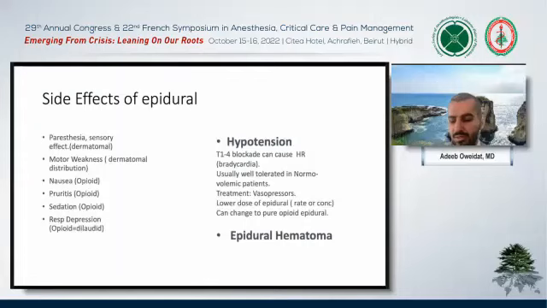However, epidural doesn't go without side effects. We have a risk of hypotension and epidural hematoma, and if you give enough local anesthetic in the epidural space at the thoracic area, you're going to block the cardiac accelerator fibers, and you're going to have a T1 to T4 sympathectomy and bradycardia, and you will have to give vasopressors. Especially in this vulnerable population where you have a lot of cardiovascular problems, you want to avoid hypotension and bradycardia, and it will delay the discharge.